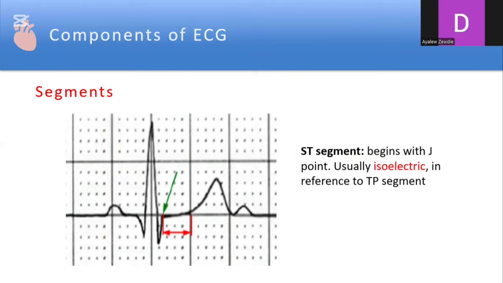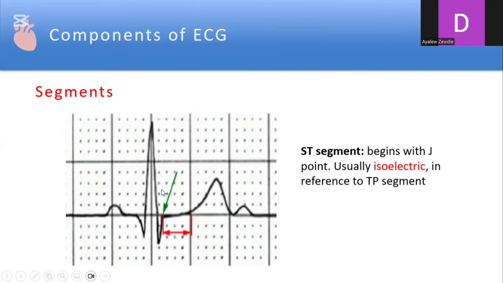When you say segments, we talk about segment elevation or depression, but we are mostly worried about the ST segment. The ST segment begins with the J point, and it is usually isoelectric in reference to the TP segment.